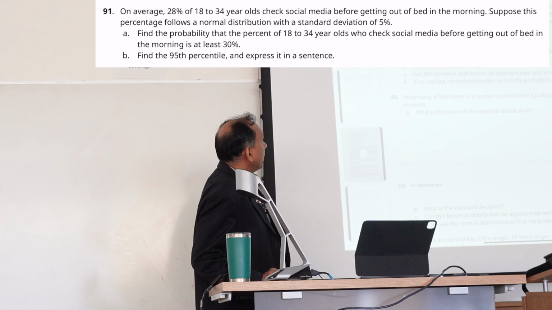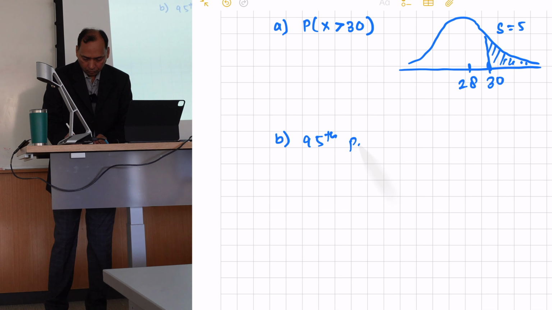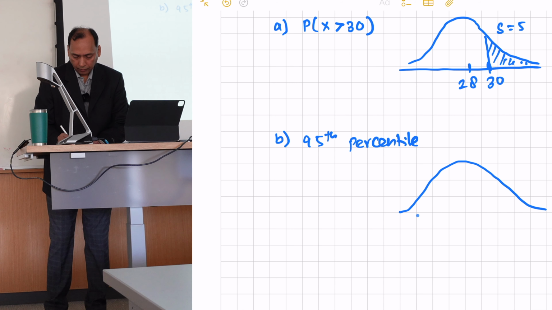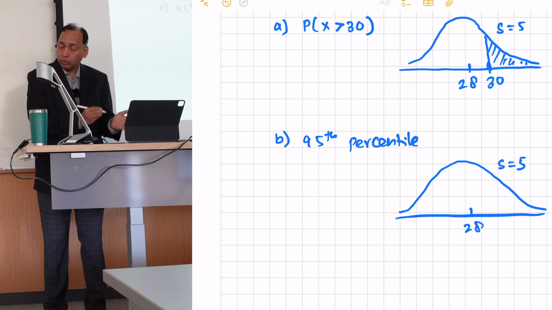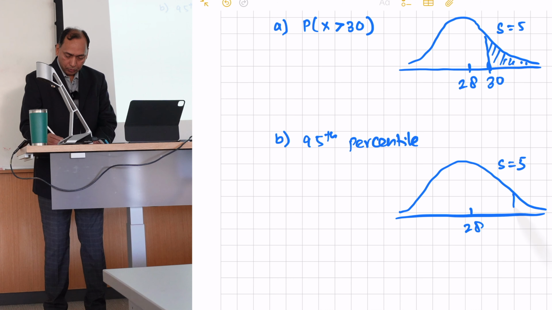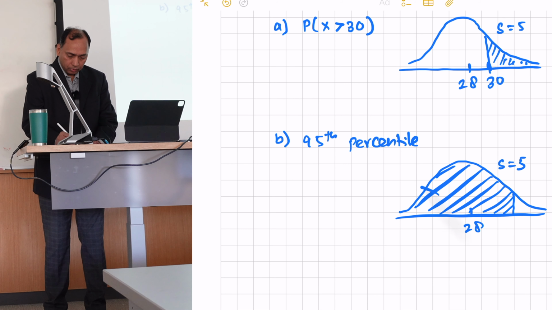Find the 95th percentile. So you have mean 28, standard deviation was 5, right? And 95% of the area to the left means I have to use something to the right of 28. Otherwise, I cannot get 95%. So this area is 0.95. So that is given, and we are interested in figuring out how much is this value.